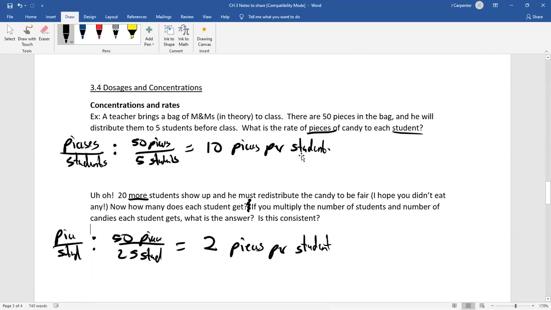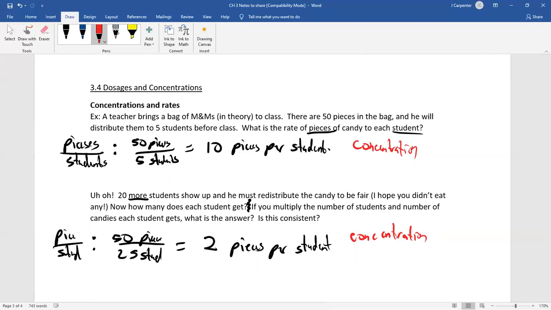Okay, so what's the point of this? What's the point of having some M&Ms, having a small amount of students, giving them, taking them back, then having a large amount of students and redistributing them? This is the idea of a concentration. 10 pieces per student is the concentration of candy to students. This is a concentration with a different population. 2 pieces per student.